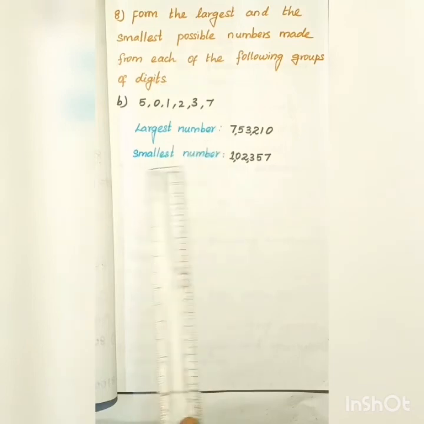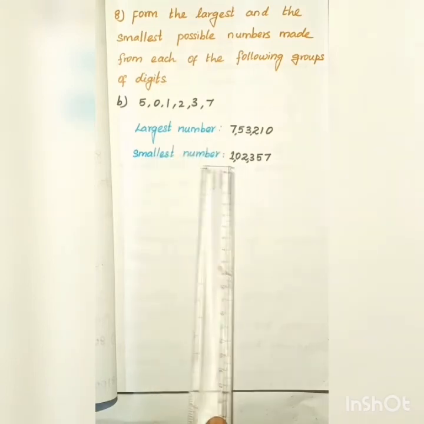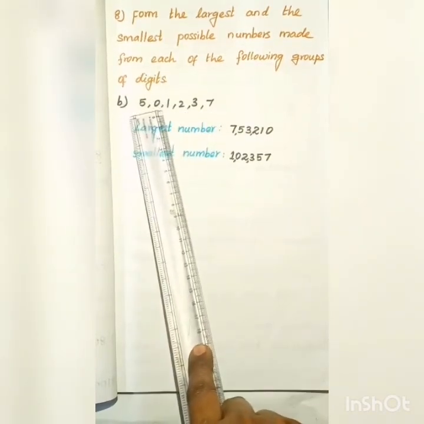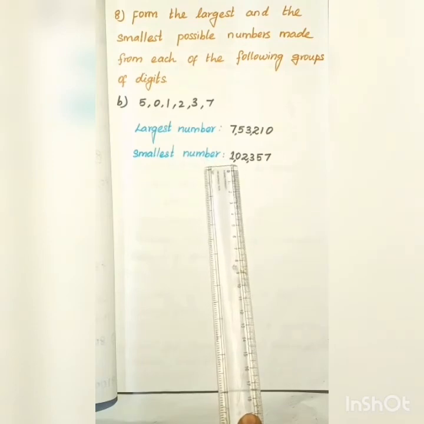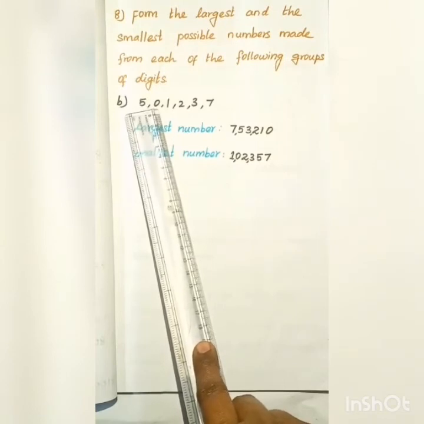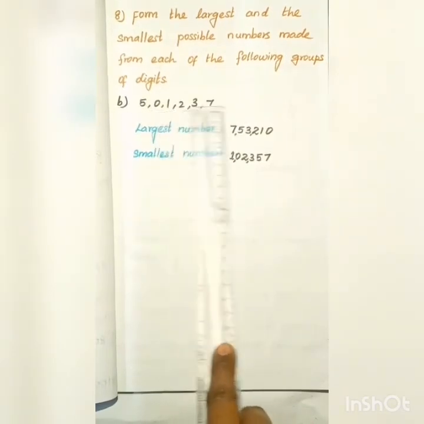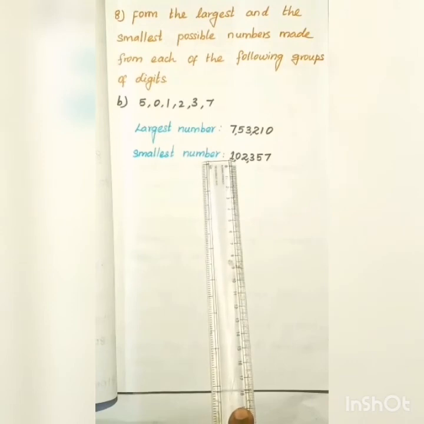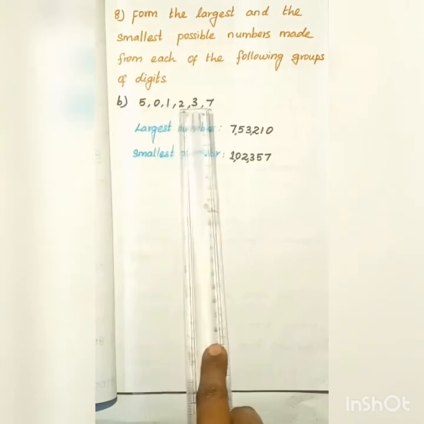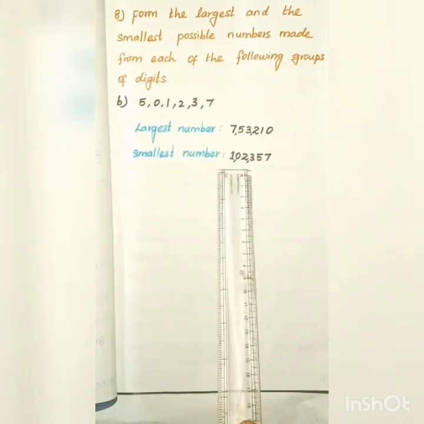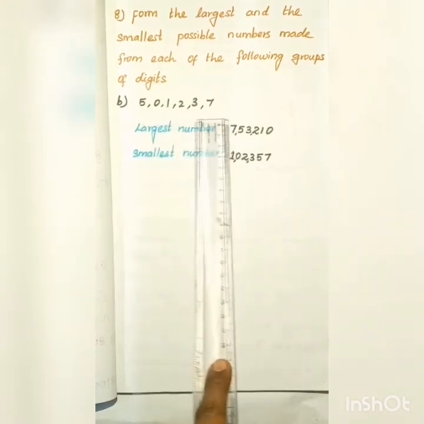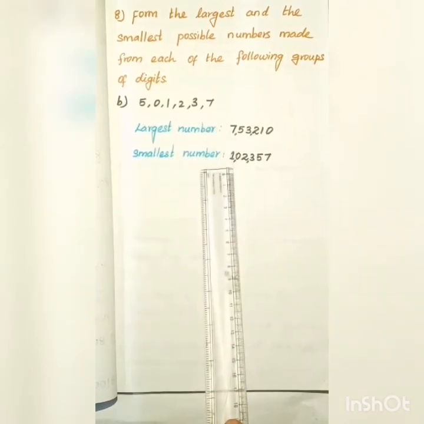Okay. Next, the smallest number. Smallest number means among these digits, which is the smallest? 0. Yes, 0. But don't put 0 here. You put the next smallest number after 0. After 0, which is the next smallest number? 1. So first you put 1, then you put 0. Then 2, 3, 5, 7. Here you get 1,02,357. So using these digits, you get the largest number and the smallest number.